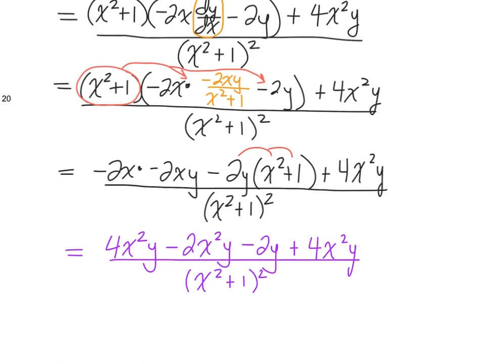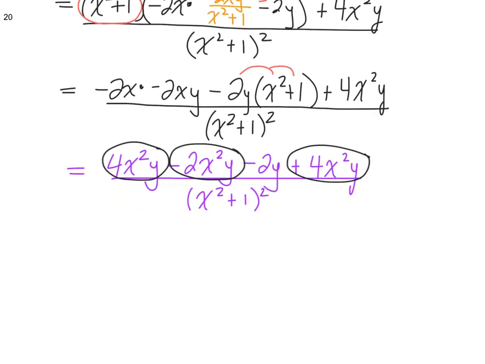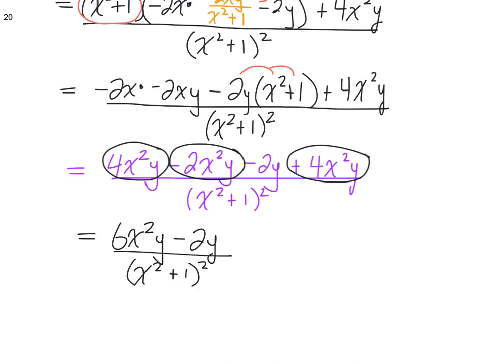So we multiply these two, negatives cancel. 2 times 2 is 4, x squared y, so that's giving us this first term. Distributing the negative 2y to the x squared gives us negative 2x squared y. And then negative 2y times 1, negative 2y, then the rest is as is. We have some like terms that could all be put together. So this one and this one, right? And what'd you say, 6? Minus 2y over x squared plus 1 squared.